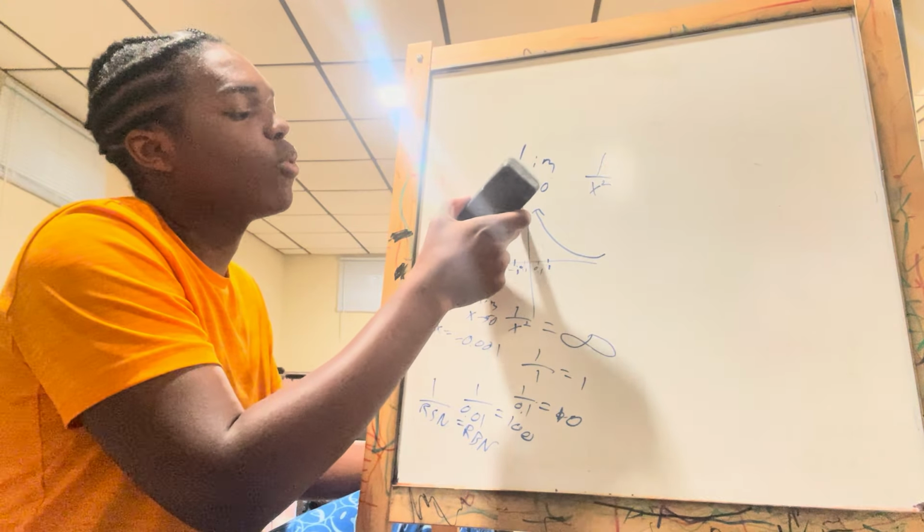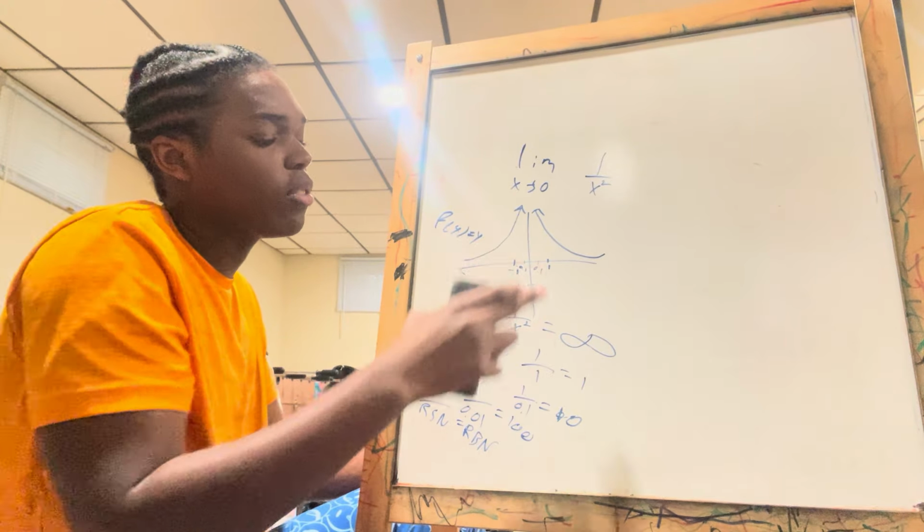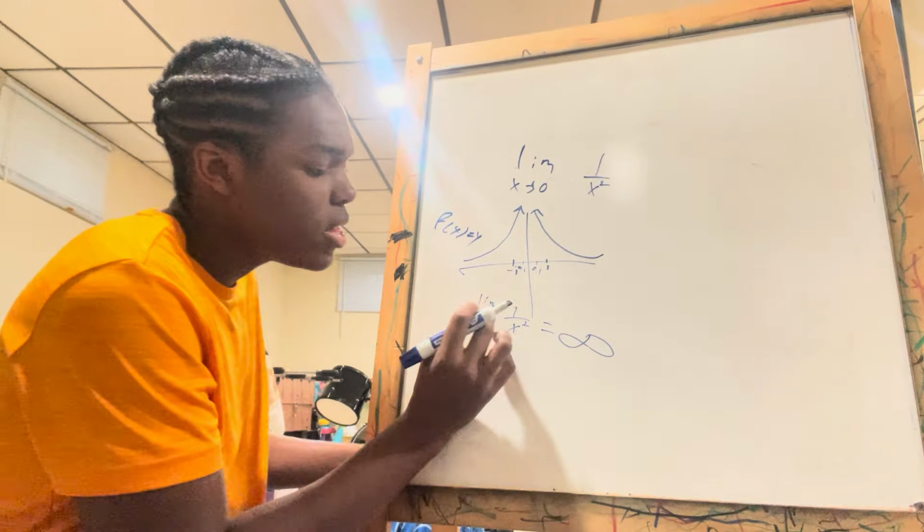I mean, if you look at the graph here, it looks like it's approaching infinity, right? Especially from the left side. Now, we're going to do the same thing for the right side.